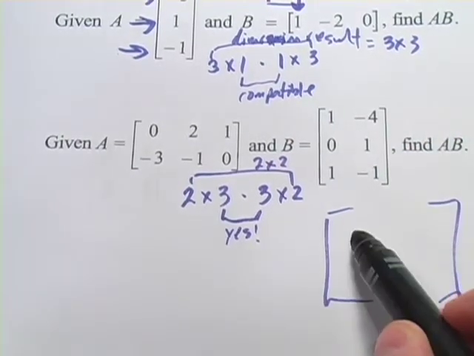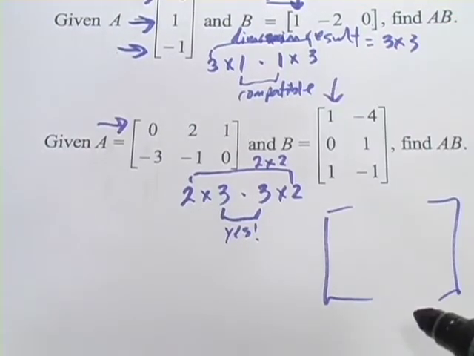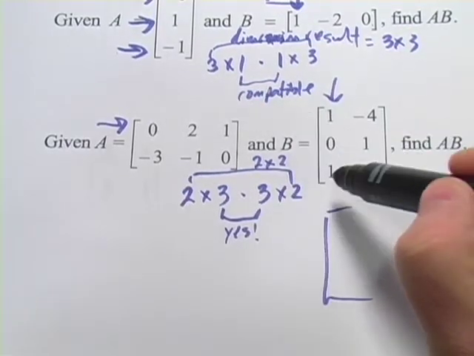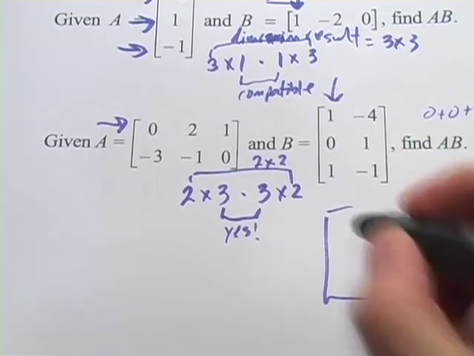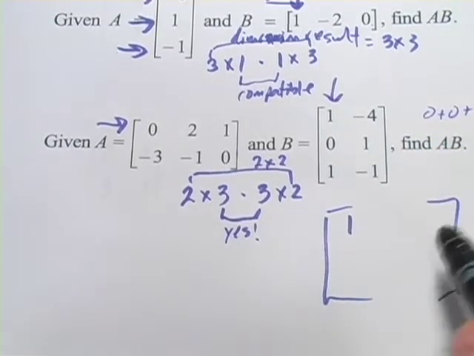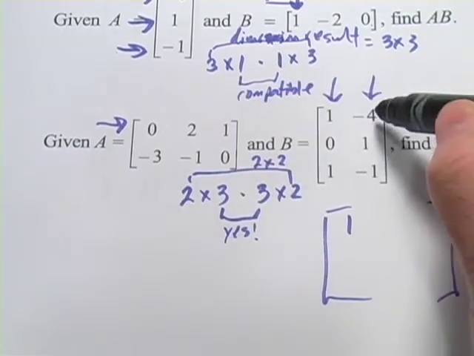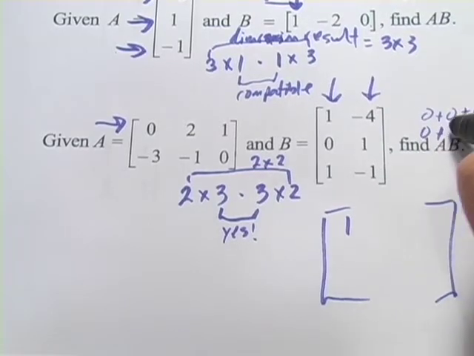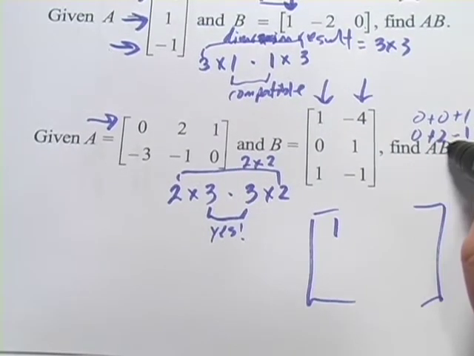And first row, first column is going to be first row here multiplied by first column there. So 0 times 1 is 0, 2 times 0 is 0, and 1 times 1 is 1. So that's 0 plus 0 plus 1. That's just 1. First row, second column is going to be first row times the second column here. 0 times negative 4 is 0. 2 times 1 is 2. And 1 times negative 1 is negative 1. So it's 0 plus 2 plus negative 1. That's just 1.